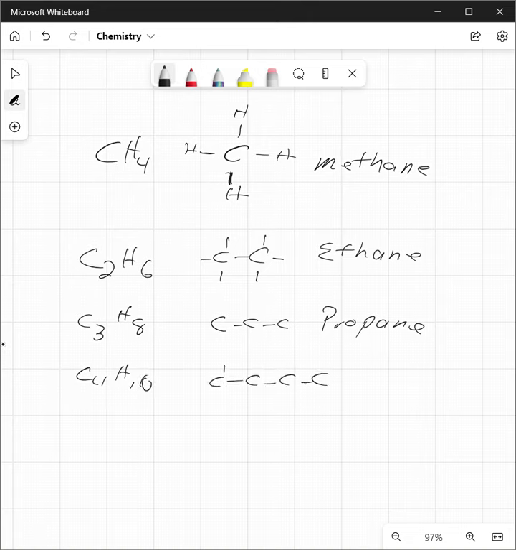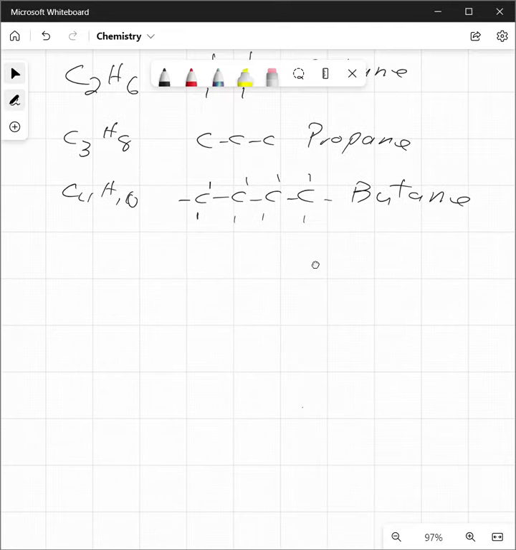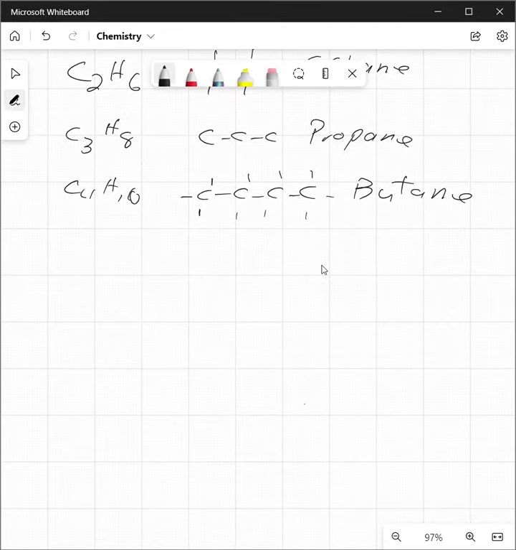4 carbons bonded to 10 hydrogens. So that is fully saturated with hydrogen bonds. Okay, and you go butane, pentane for 5 carbons, hexane for 6 carbons, heptane for 7, on and on and on. So that's all single bonds.